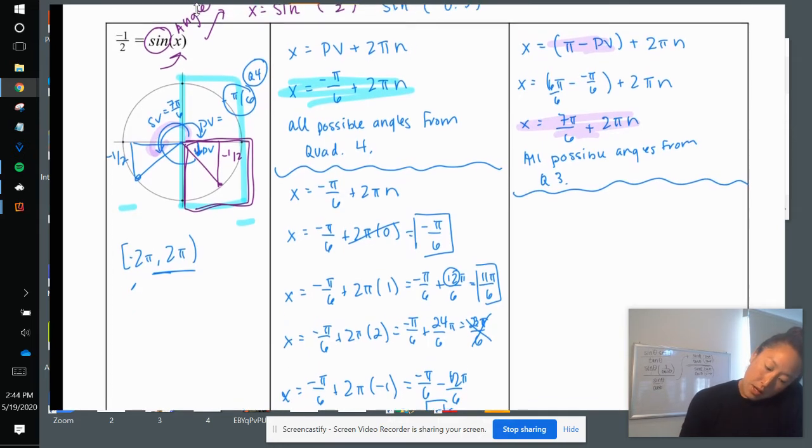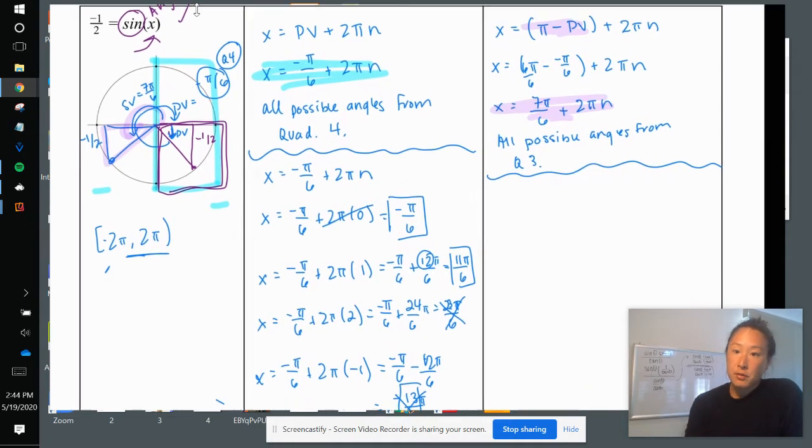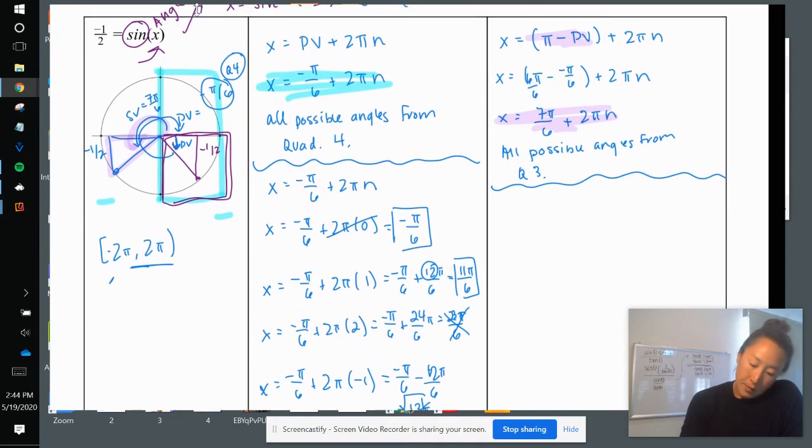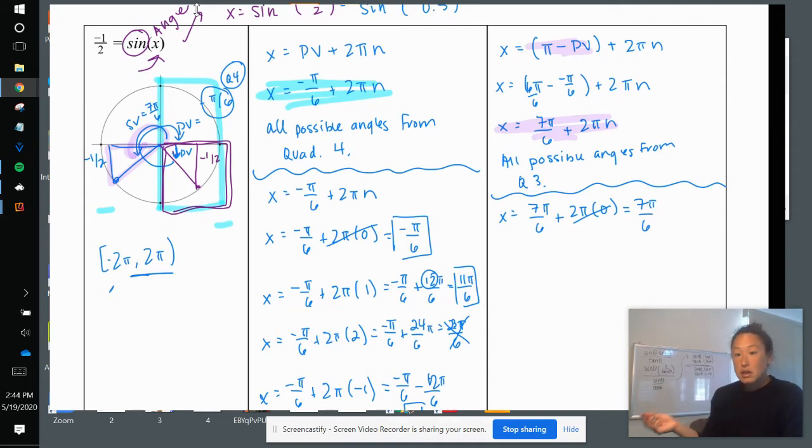Okay, so we got to do the same thing for the third quadrant. I got the third quadrant angle here. I need all my coterminal angles. So x is equal to 7 pi over 6 plus 2 pi times 0. That cancels, giving me 7 pi over 6. So I didn't add a rotation. 7 pi over 6 is in between negative 2 pi and 2 pi.